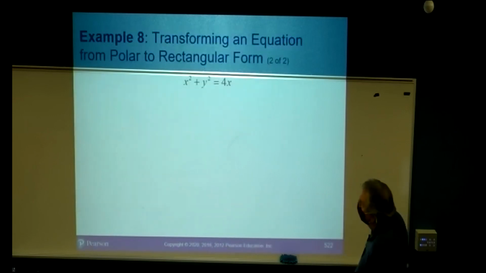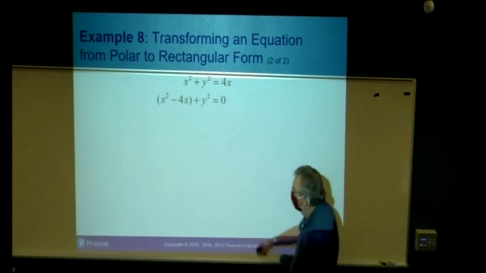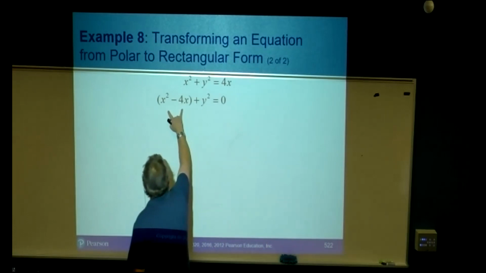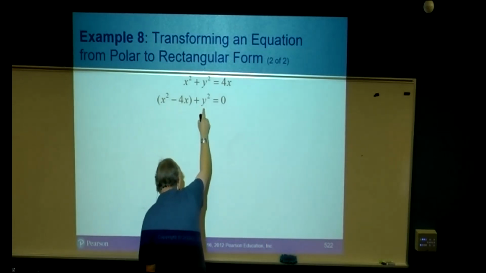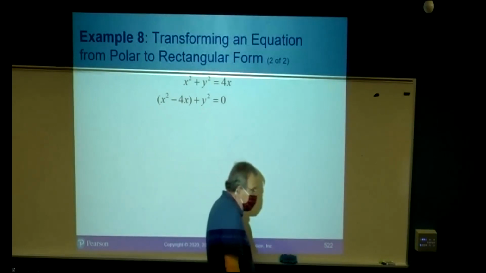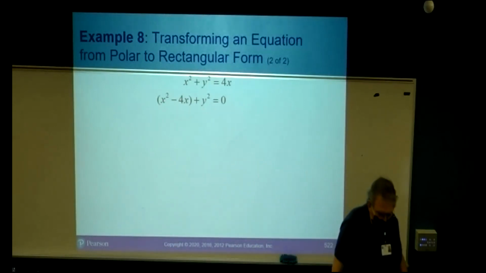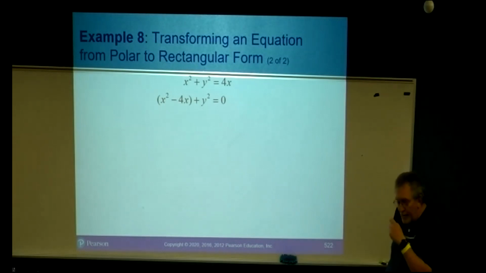Anyway, so we're going to subtract 4x from both sides, but I'm going to group my x terms together because I need to complete the square here. Here I don't need to complete the square because that tells me that the y coordinate is 0. If it was just x squared plus y squared equals some number, then I know that it's centered at 0.